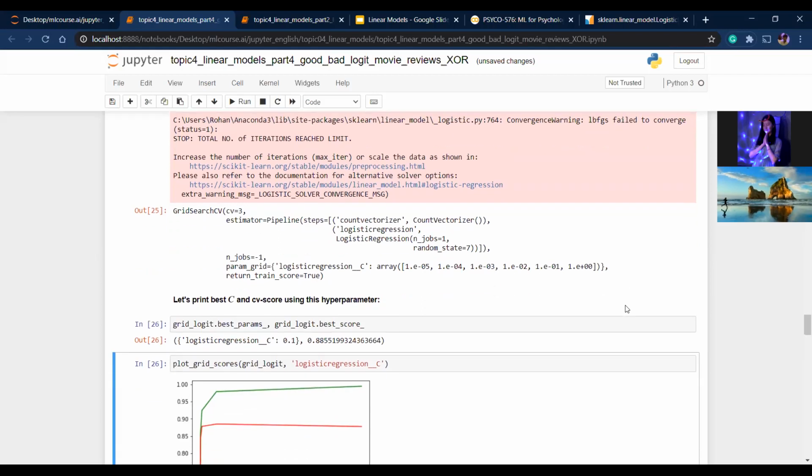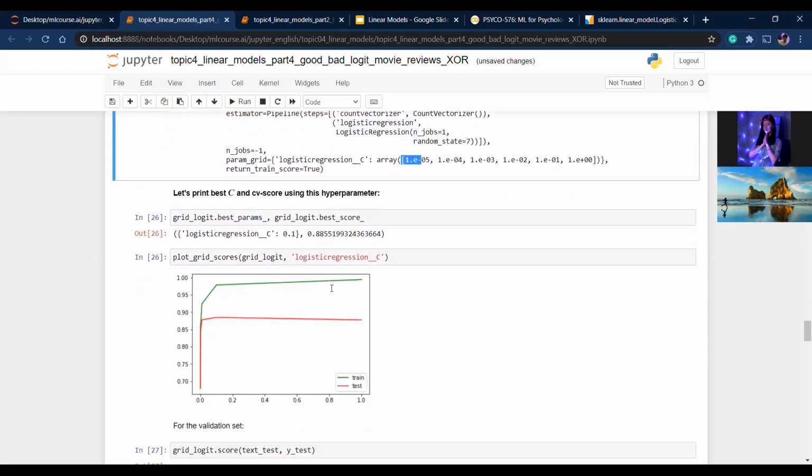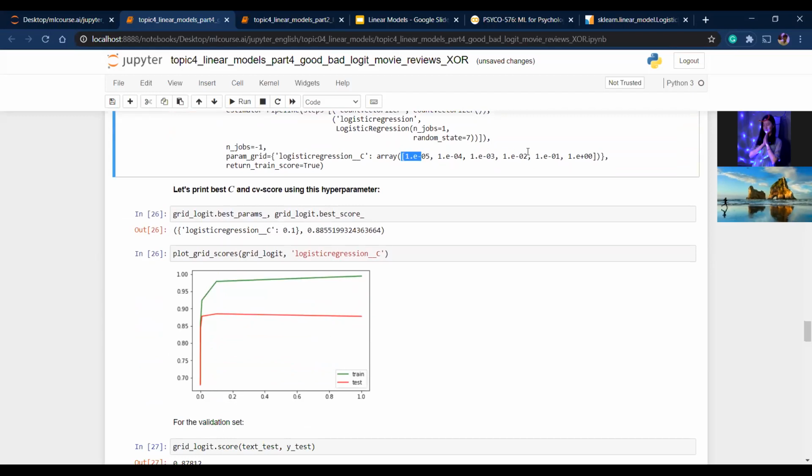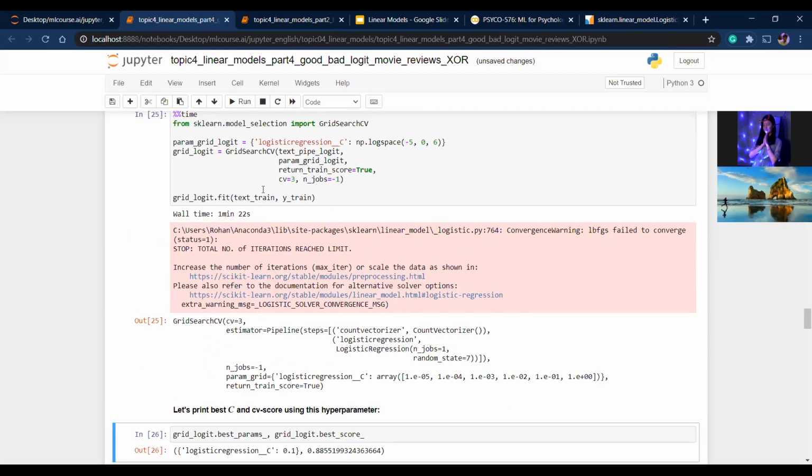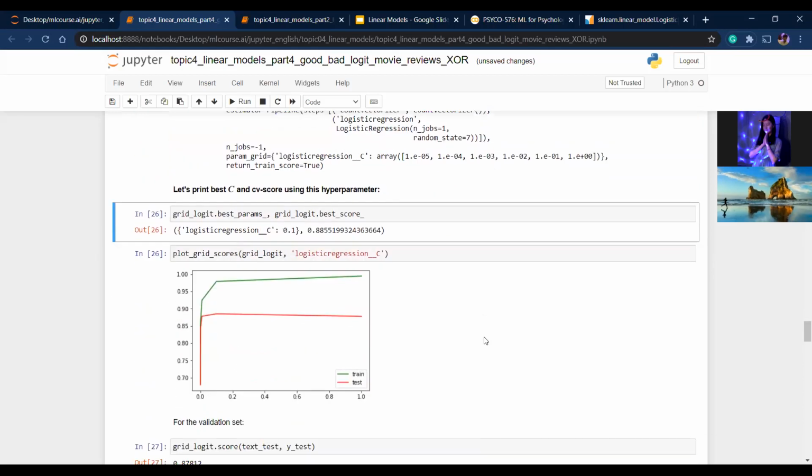Okay. So this is the parameter grid. It's an array of 10 to the power minus 5, -4, -3, -2, -1, and 0. So that's what happened here. And for 0.1, which is I guess this one, you have the best score. So it turns out that for this training and test data set division, 0.1 works best.